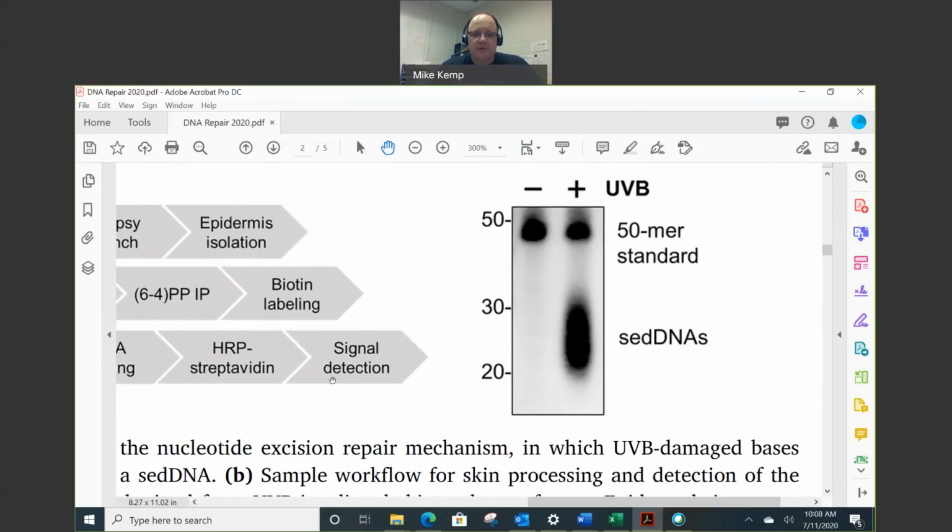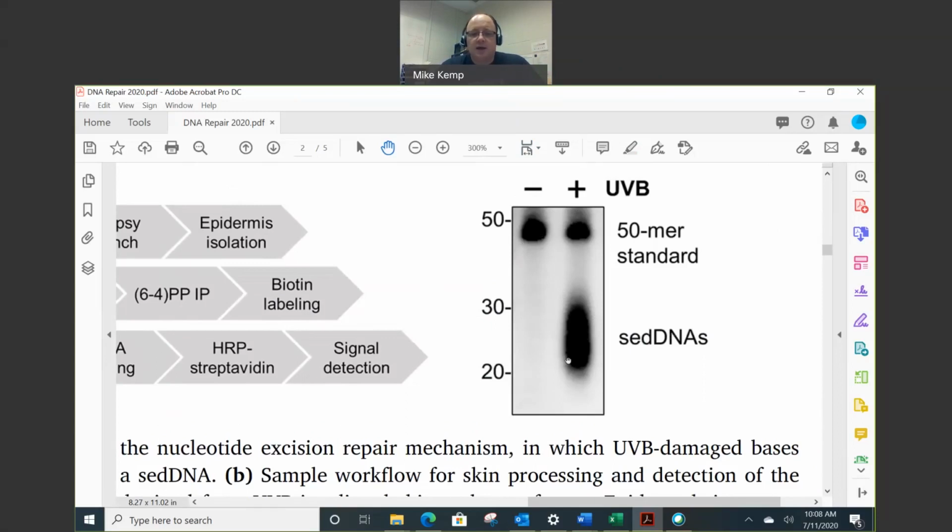What we add to all the labeling reactions is a standard DNA that just ensures that the labeling works well and we don't have anything else in the reaction that inhibits the enzymatic labeling by terminal transferase. So we add a 50-mer single-stranded DNA to these reactions. So we see that in both the samples from the non-irradiated and the irradiated samples. But what we only see in the UV irradiated skin tissue are these sDNAs.